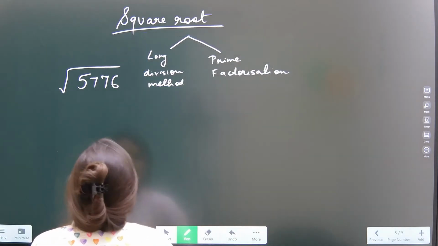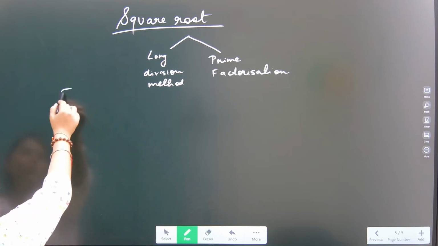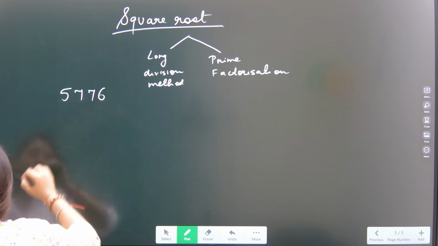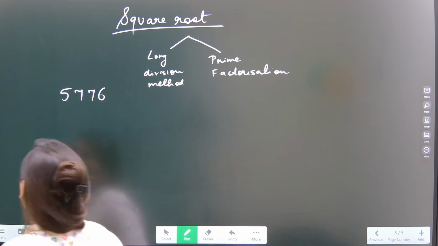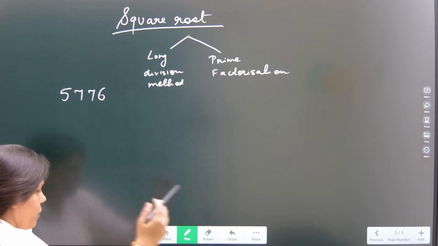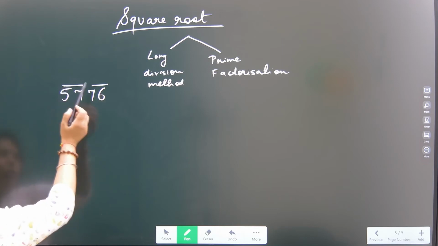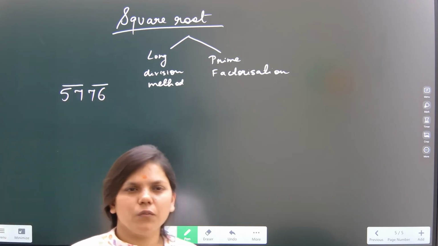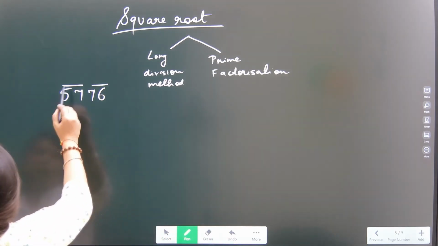5776 by the long division method. So what is the procedure? The first step is, from the right hand side, from the ones digit, make pairs of 2. Why 2? Because we are talking about squares. So I have made the pairs.